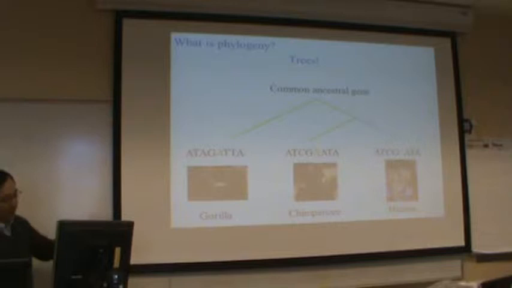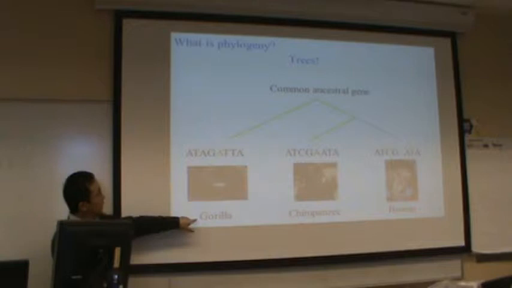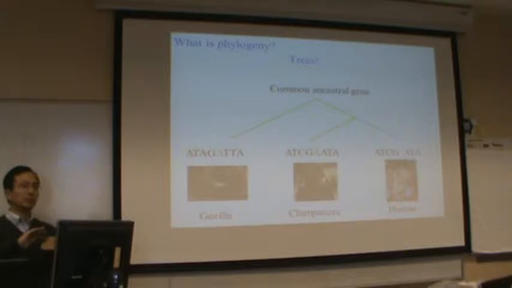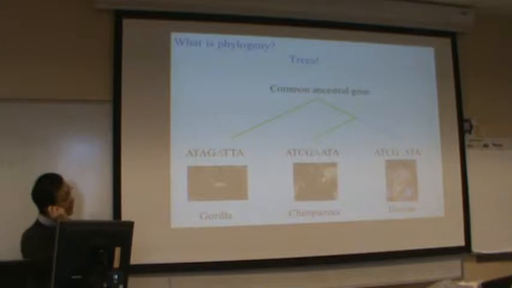And here's a basic example of phylogeny. What this means, assuming there are some DNA sequences, based on the sequences we can generate a tree, usually going downwards, with gorilla, chimpanzee, and human. So this tree starts from some common ancestor and then branches out. A good phylogenetic tree is always bifurcating. If the tree is trifurcating or even more than that, it is often called an unresolved tree. So the basic assumption of phylogeny is that it is always bifurcating.